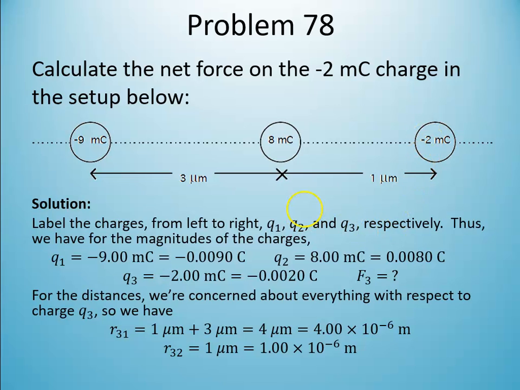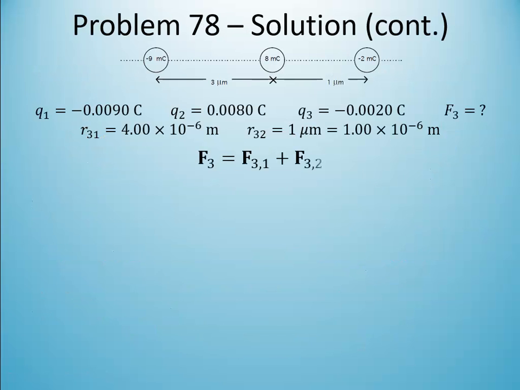Notice micro is 10 to the minus 6th, so we needed to convert everything to SI units. Milli is 10 to the minus 3, so that got converted as well. So here's what we're dealing with. The force on charge 3 is the force on charge 3 due to charge 1, plus the force on charge 3 due to charge 2. That is the superposition principle.